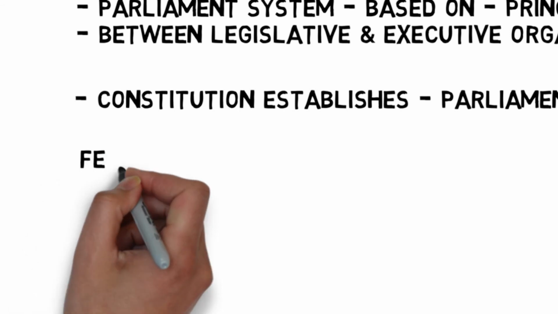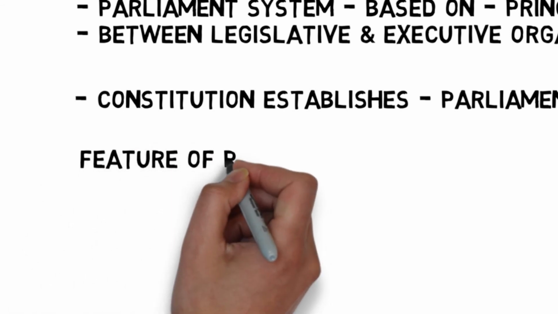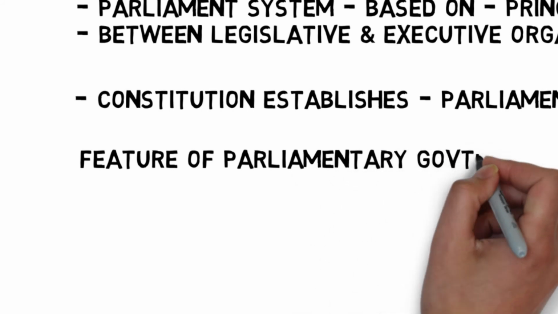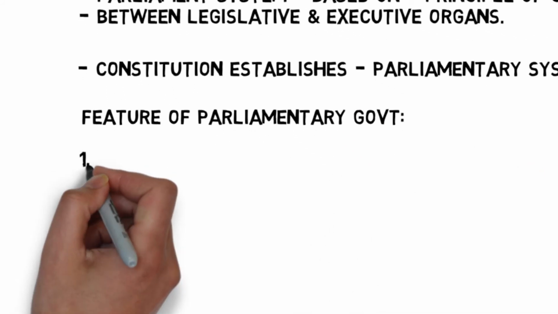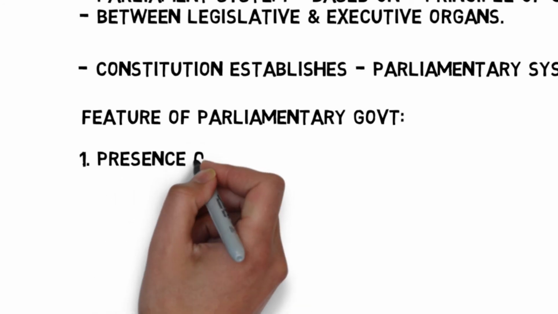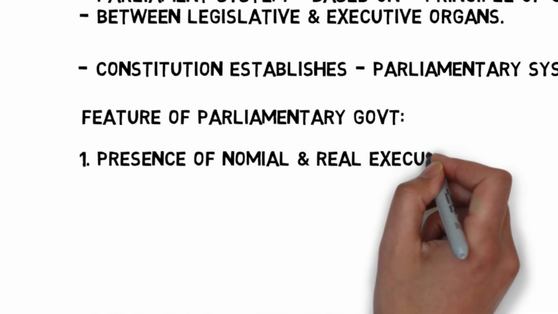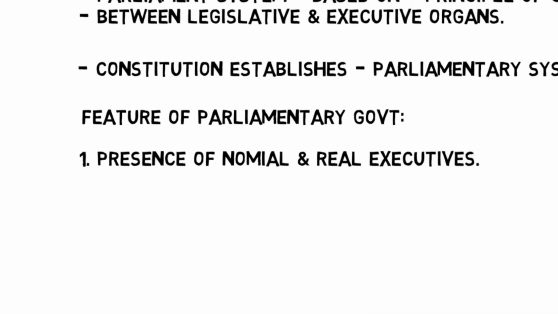Now let us understand what are the most important features of the parliamentary government. So the first very important feature is that it talks about the presence of nominal and real executive. It basically talks about the presence of nominal as well as real executive.